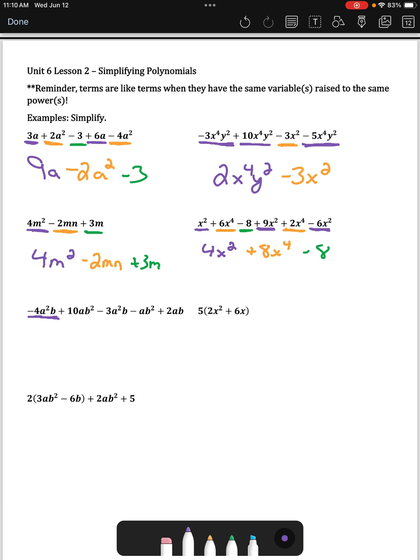Our next problem starts with a negative 4, a to the second b. So do I see any other a to the second b type things? I do. A negative 3. Combining those gets me negative 7, a to the second b's. Then I have a 10ab to the second. And a little further down, I have a negative ab to the second. So they agree with each other. They can combine. If I have 10 and I subtract 1, that means I have 9 of these ab to the seconds. And that 2ab on the end doesn't have anyone to combine with, so it just comes along for the ride.